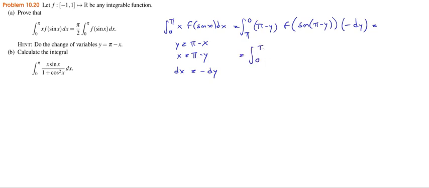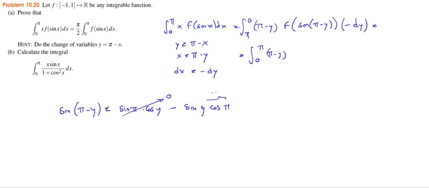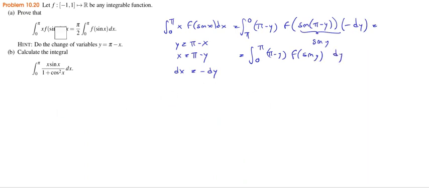So this is from 0 to pi, and then we need to know what happens with the sine of pi minus y. Now, using the formula for the sine of the sum, this is the sine of pi times the cosine of y minus the sine of y times the cosine of pi. The sine of pi is 0, so this is 0. The cosine of pi is -1, so this is equal to the sine of y. Okay, so this is f composed with the sine of y dy. Okay, let me erase this.